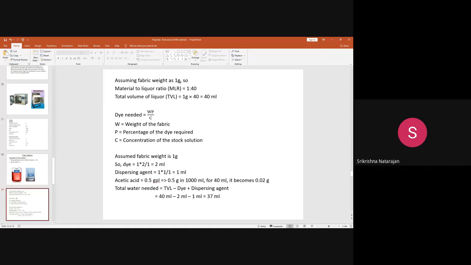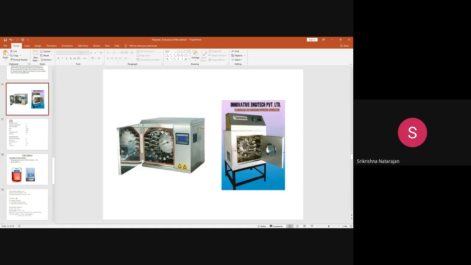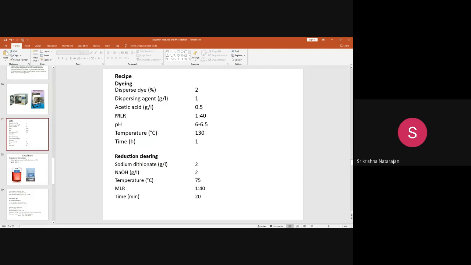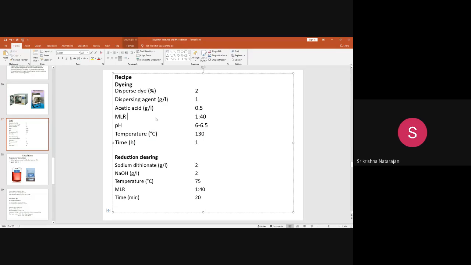Let us assume, just an assumption, it can be any weight, 2 grams or 0.5 gram, anything. And then, in this beaker, which is a big beaker with a capacity of, say, 200 ml, we do not want 200 ml. How much volume do we need? For this, there is a thing called MLR, otherwise called material to liquor ratio. This is given as 1:40.